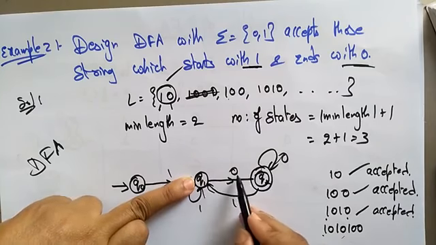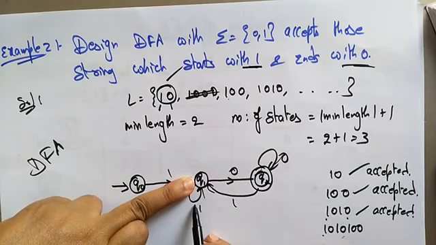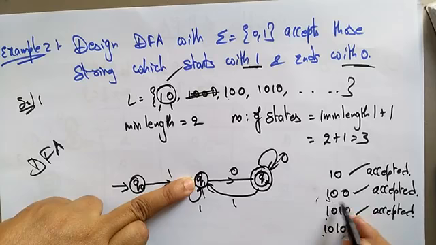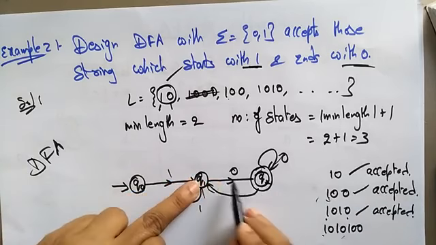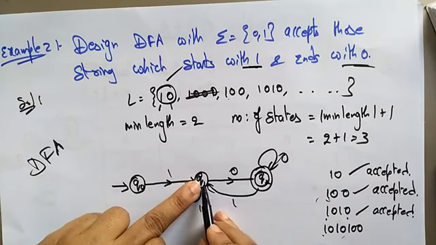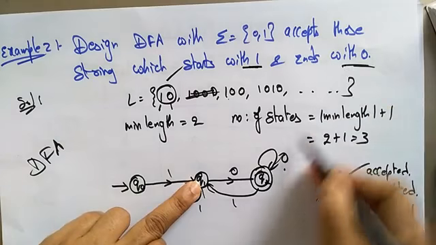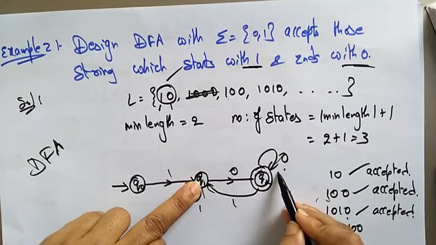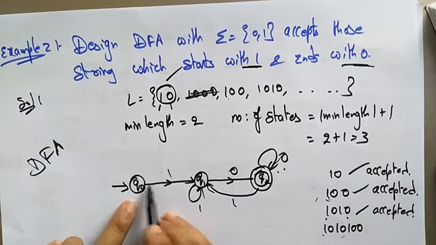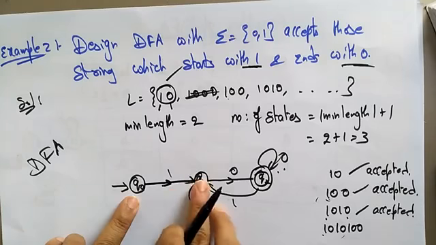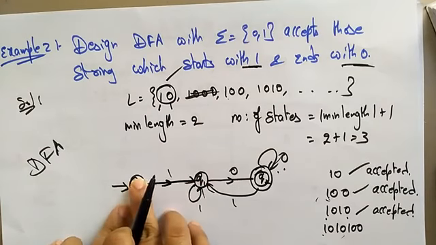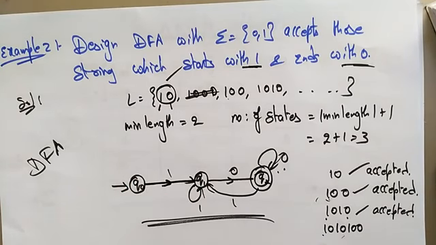But Q1 has the 0 as well as the 1. Means in between, anything will be there. And Q2 should be 0 and it can go to 1. And finally it has to reach the 0. Our aim is ends with 0. So the loop should be on 0 in the final state. And here it starts with 1, means it goes on 1 to the next state. It doesn't have any loop. So this is the DFA for the given question.